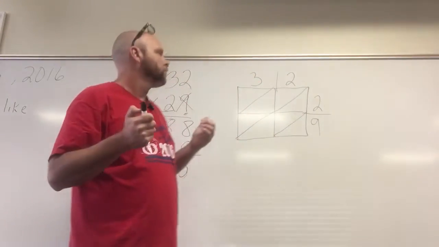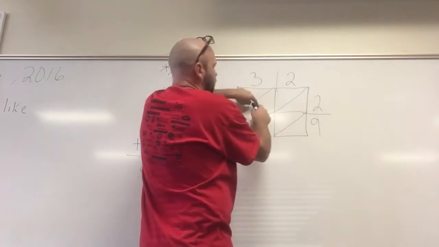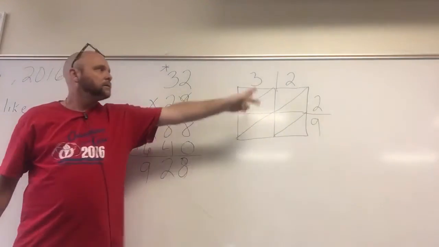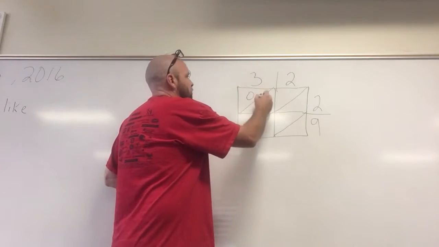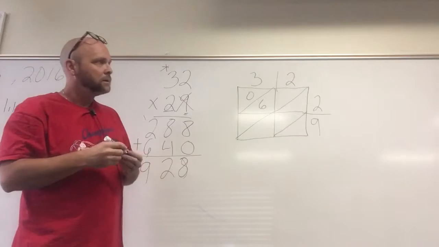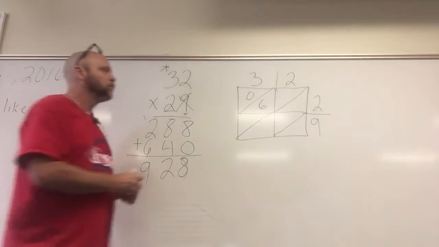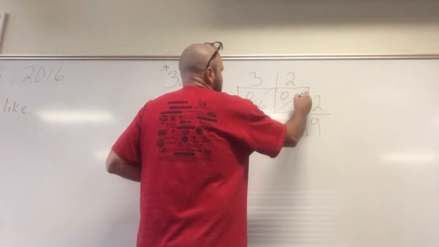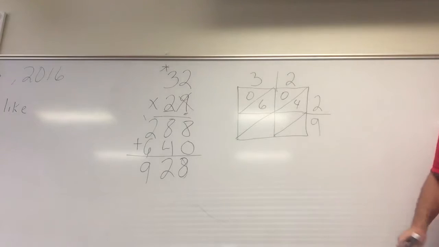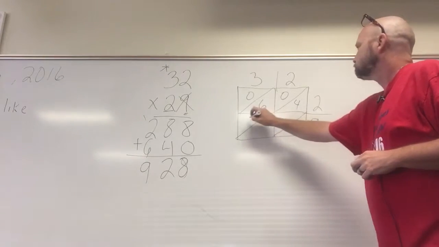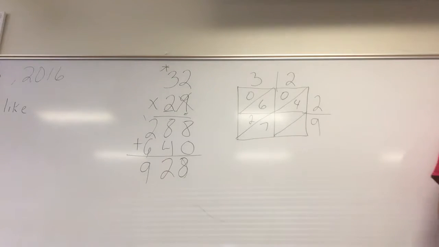I'm just saying. All right, it's just like a multiplication table where our 3 and our 2 meet. 3 times 2 is 6, so it's 0, 6. 2 times 2 meet right there, so it's 0, 4. 9 times 3 meet down here, which is 27. And 9 times 2 meet here, which is 18.